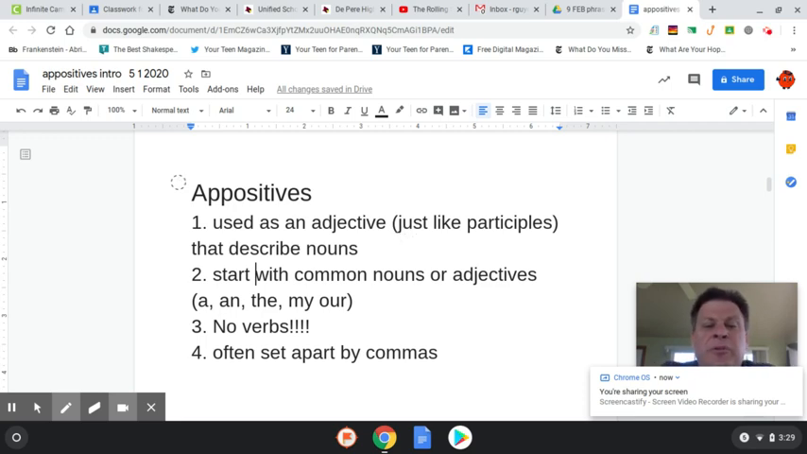Hi everyone. Today we are going to do a little grammar work. We are going to work on appositive phrases.